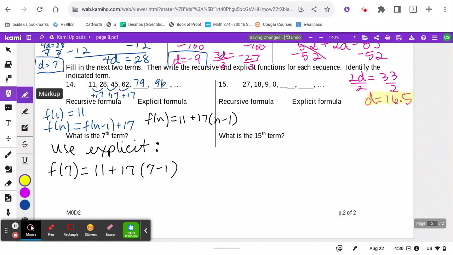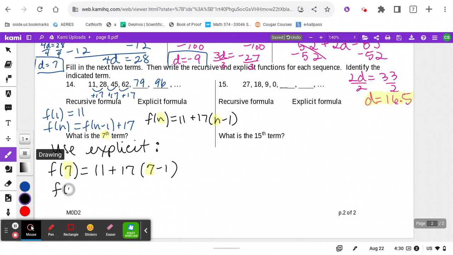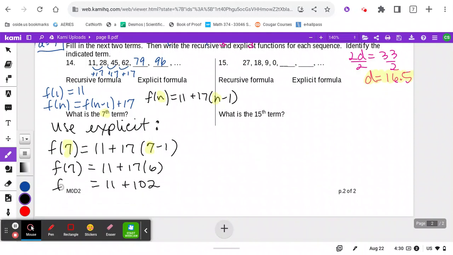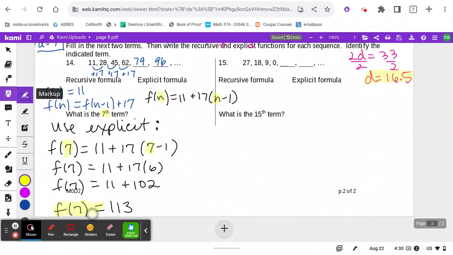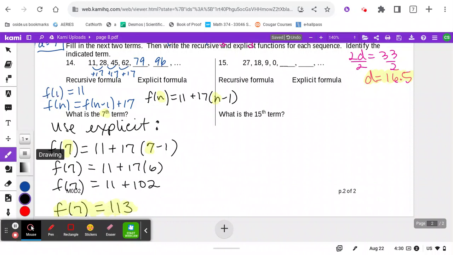So what just happened? Right here where there was an n, we just plugged in 7, and now we're going to solve. Grab your calculators. We do parentheses first, and then 17 times 6 is 102. And then 102 plus 11 is 113. Did you remember how to plug in that 7?